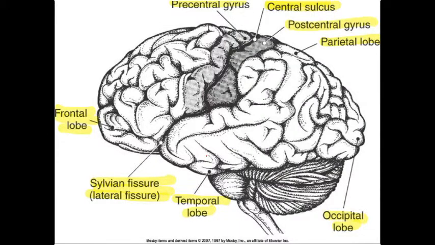So here we can see an oblique view of the brain. You have the frontal lobe here, the occipital lobe residing in the posterior, and then you have the Sylvian fissure, which is separating this with the central sulcus.